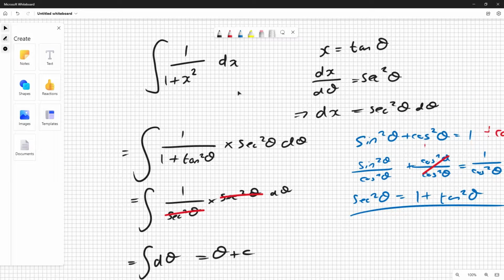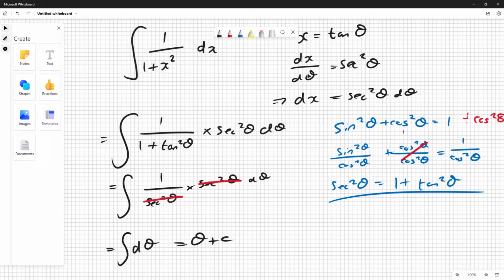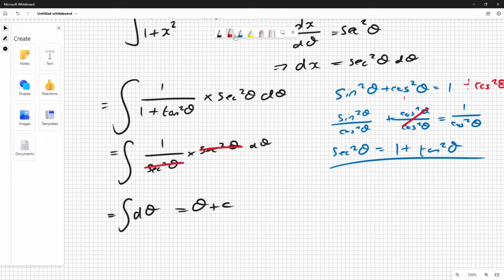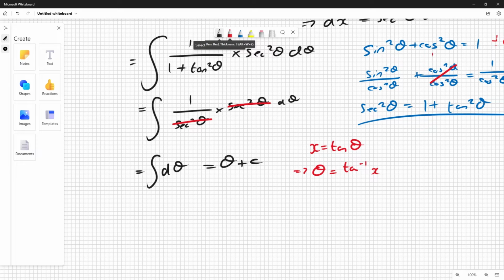Now, our integral is in terms of x. So we look back at our substitution. x equals tan theta. So this implies theta is tan inverse x. So, our final answer, the integral of 1 over 1 plus x squared dx equals tan inverse x plus c.